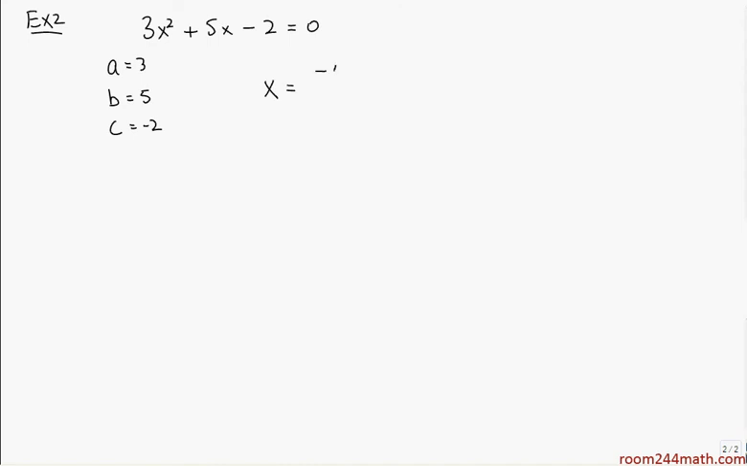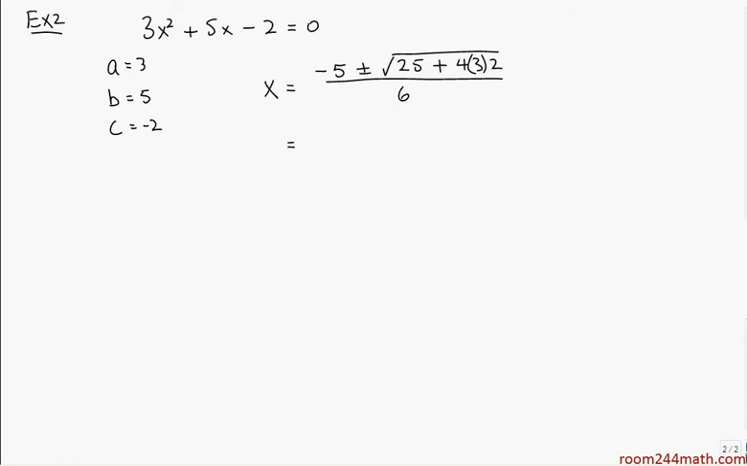So x is equal to negative b. In this case, b is positive, so negative b becomes negative 5, plus or minus the square root of b squared, so that's 25 again, minus 4 times 3 times negative 2. Since you're multiplying this by negative 2, you can change the sign on the minus to make it a plus. And this is all over 2a, 2 times 3, which is 6.